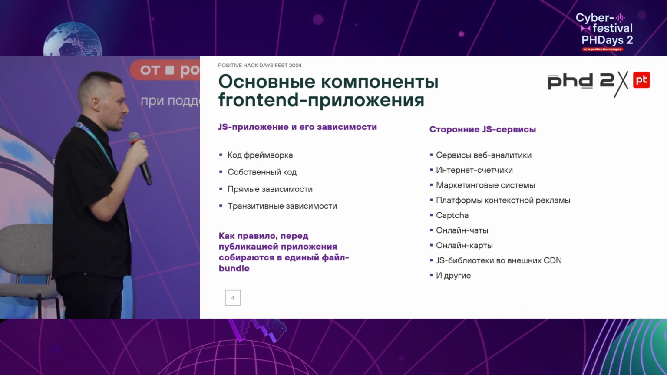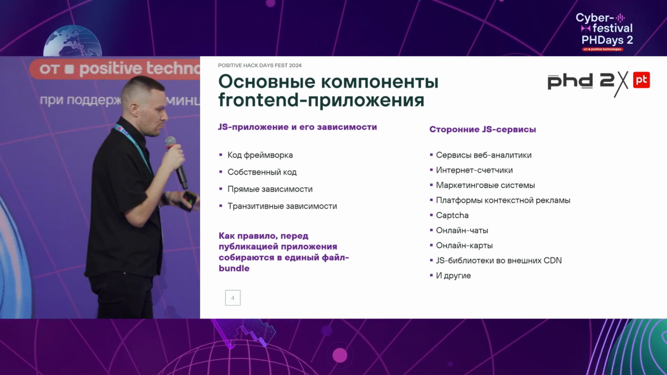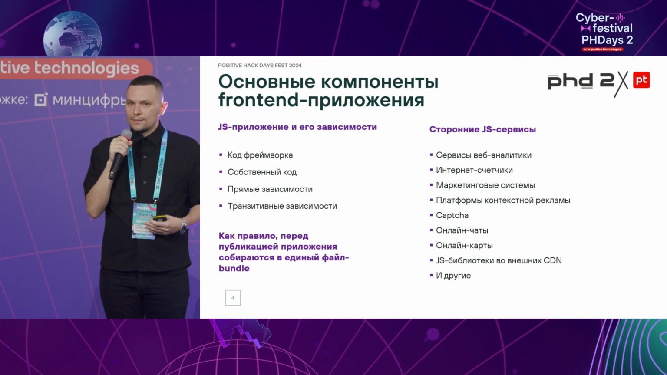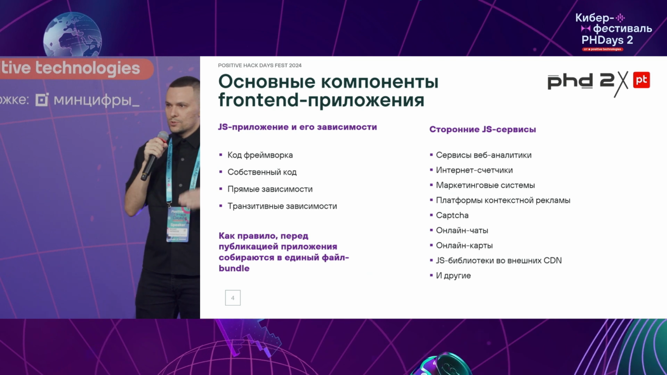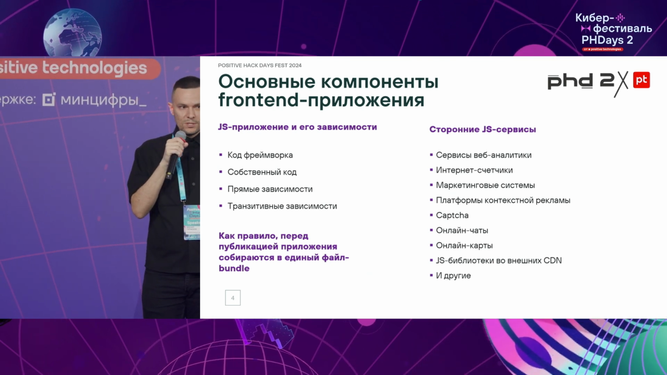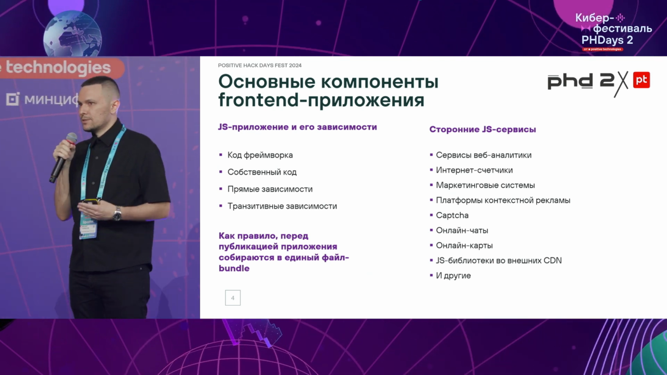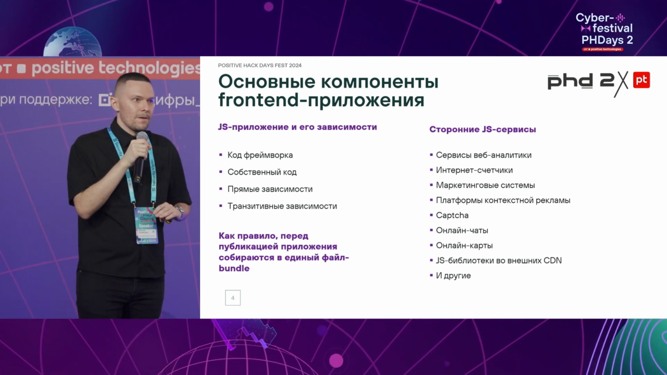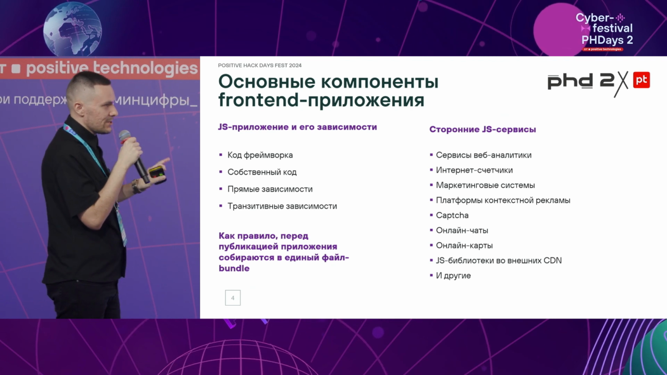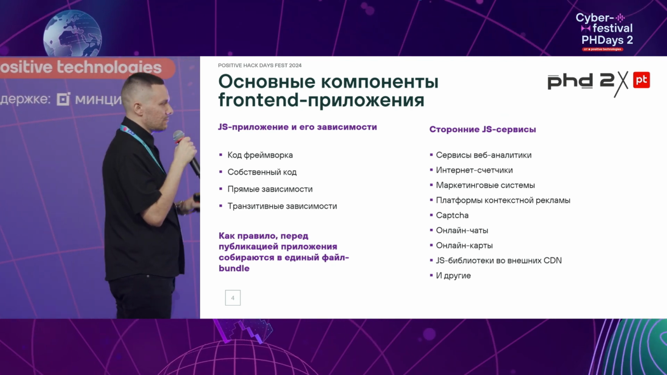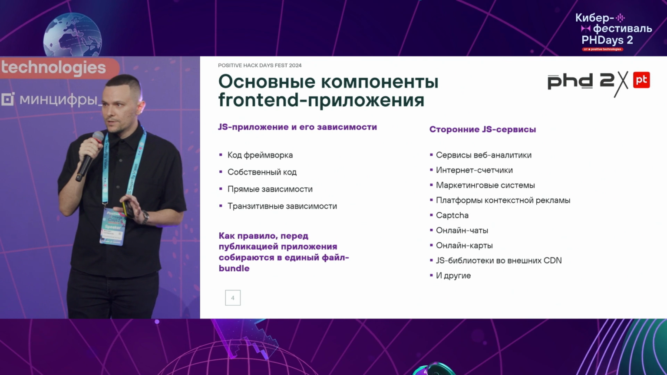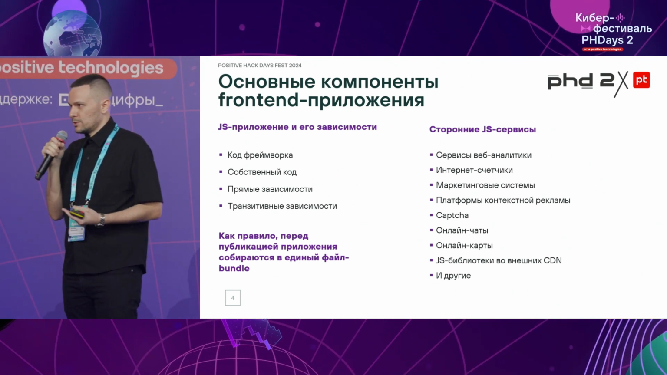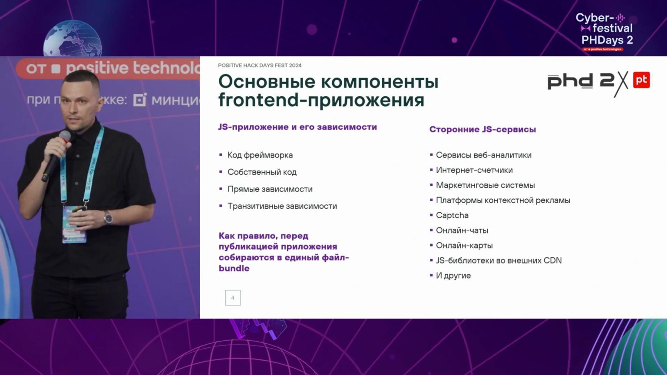Let's take a look at the components of a front-end app. There are two key groups. First is the application itself. It's composed of a web framework. The framework is based on its own code, direct dependencies, and transitive dependencies. Normally, it is built into one or a couple of JS files. It becomes a pretty large JS file.